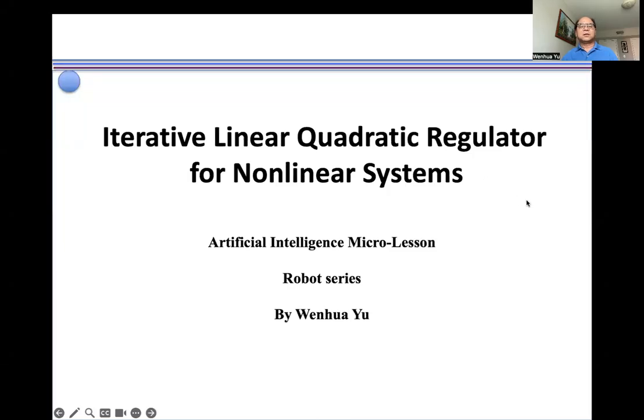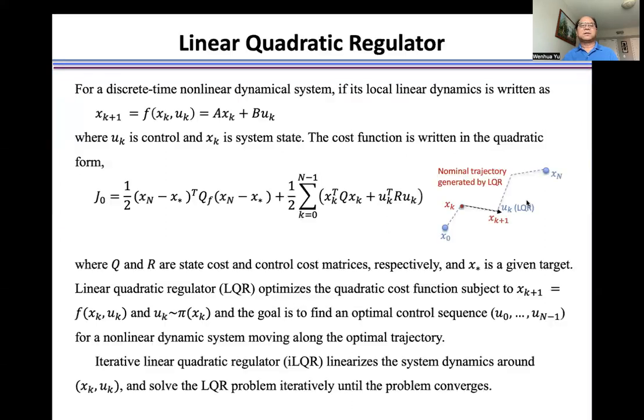Now I introduce the iterative linear quadratic regulator for nonlinear systems. As we know, if a nonlinear dynamic system has a locally linear dynamic, and the cost function is a specific quadratic form, the linear quadratic regulator can be used to find a sequence of controls to generate the optimal trajectory from initial state to terminal state.